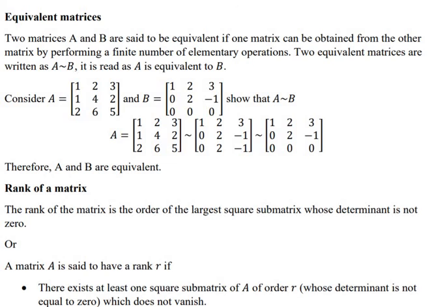Next is rank of a matrix. The rank of the matrix is the order of the largest square submatrix whose determinant is not 0. Or in other words, a matrix A is said to have a rank R if there exists at least one square submatrix of A of order R whose determinant is not equal to 0, or which does not vanish.